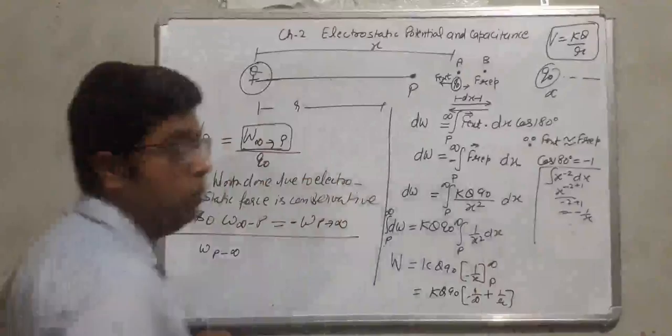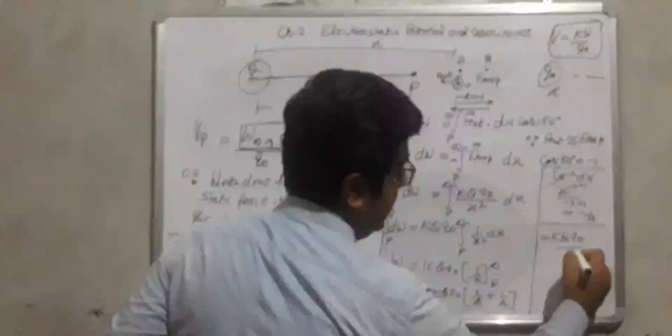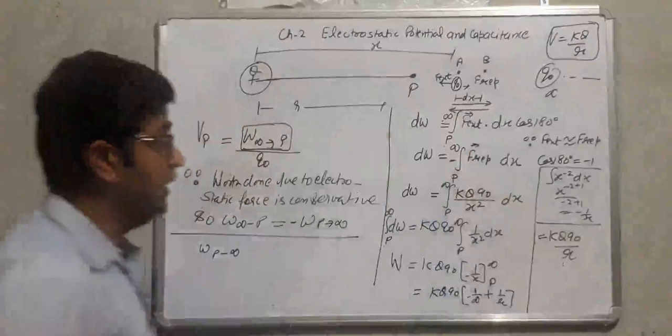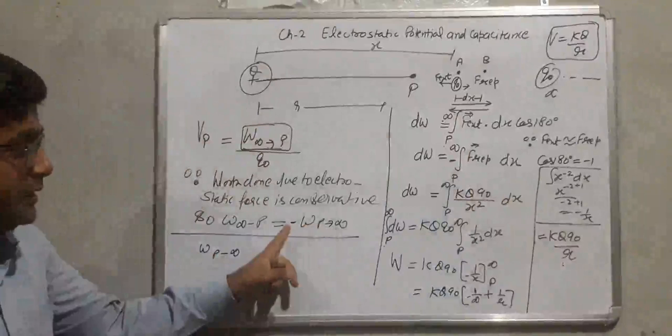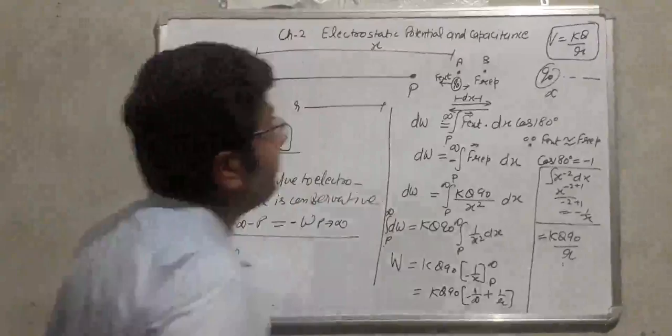So what is the value of this? It becomes K Q Q naught by R. Now this work done is from P to infinity, and then this is the negative of this one. K Q by R. Okay, yes, it's correct. Minus 180. So this is our total work done, k q q naught by r.